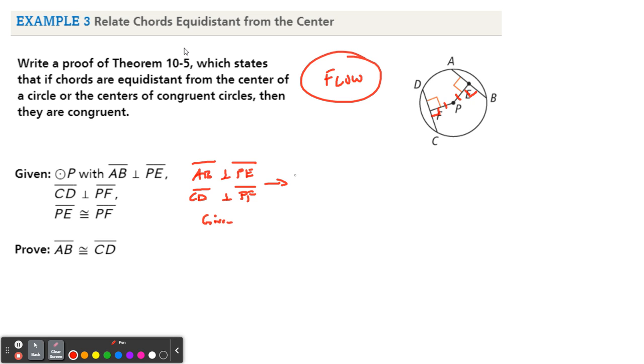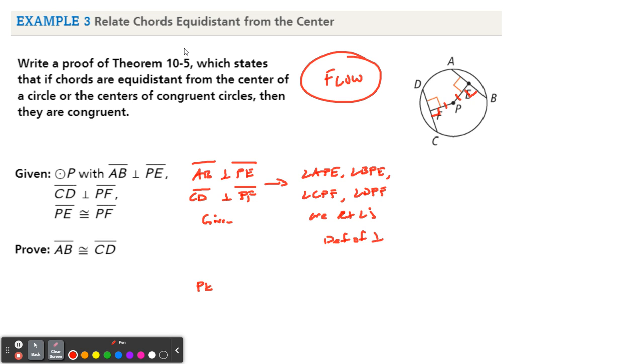So we know that angles APE, BPE, CPF, and DPF, right? All those angles are right angles. And that's by the definition of being perpendicular. Okay. So we're going to pause there for a second. Next, let's go with this.